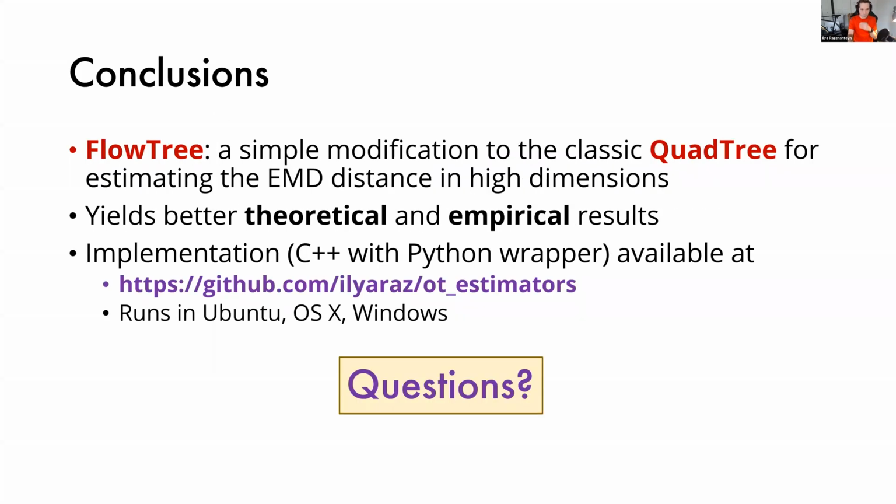So just to conclude my talk, I have two more minutes left. In this talk, we introduced FlowTree, which is a simple but very effective modification of the classic QuadTree for estimating the Earth mover distance in high dimensions. It yields better theoretical and empirical results. For theoretical results, we have both worst case and beyond worst case.